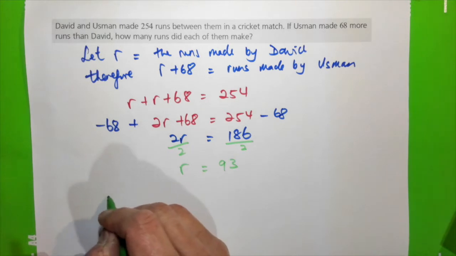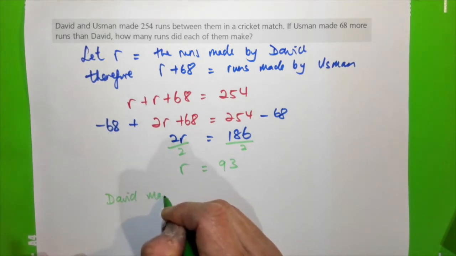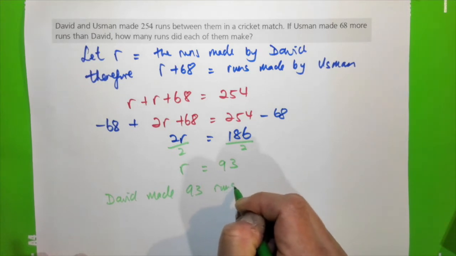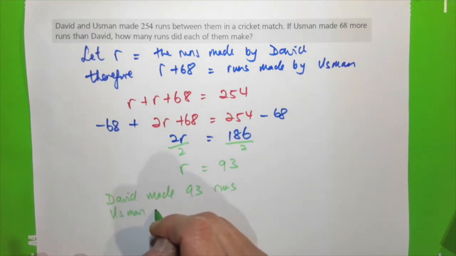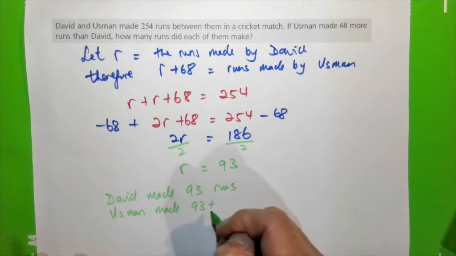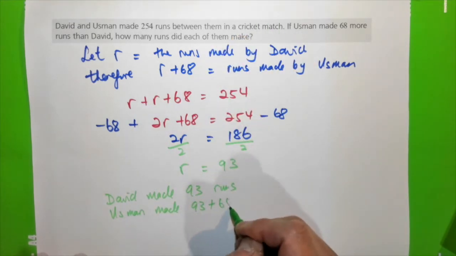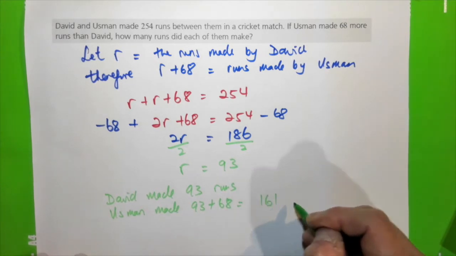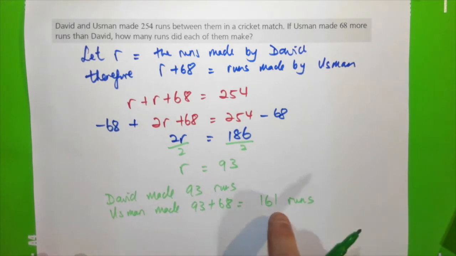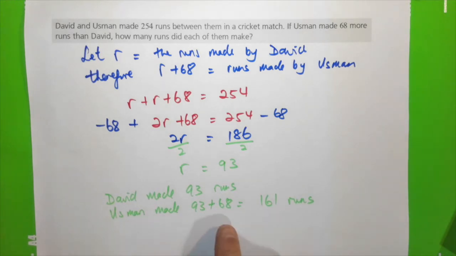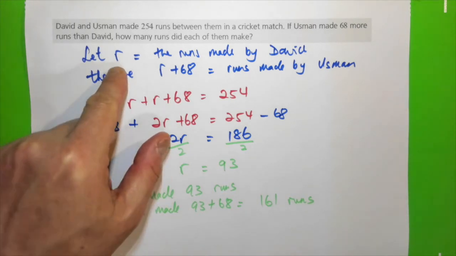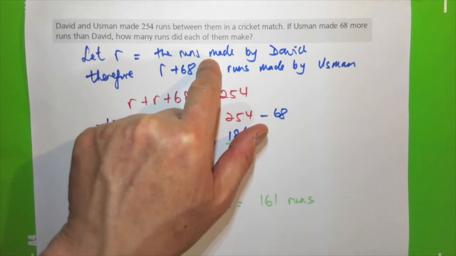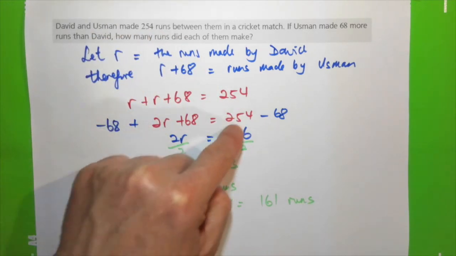So, David made 93 runs and Usman made 93 plus 68, which equals 161 runs. Just checking, 93 plus 161 gives you 254 runs. So, I've given you a range of techniques in terms of how to solve word problems. The most important thing is to define the pronumeral and then use the information to write out the equation.